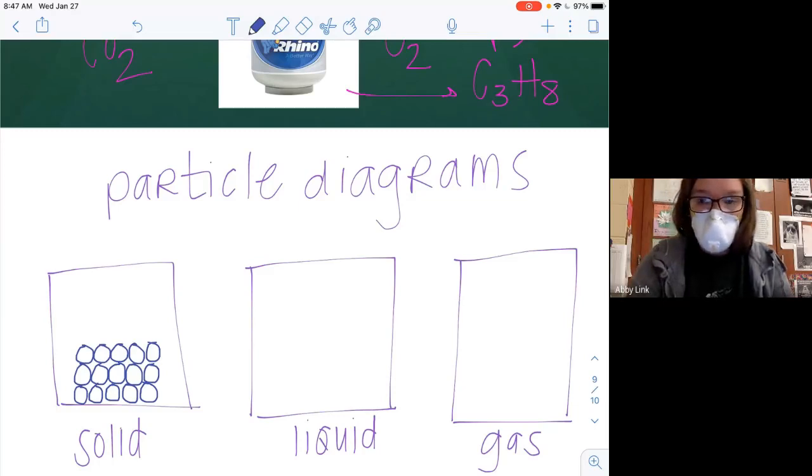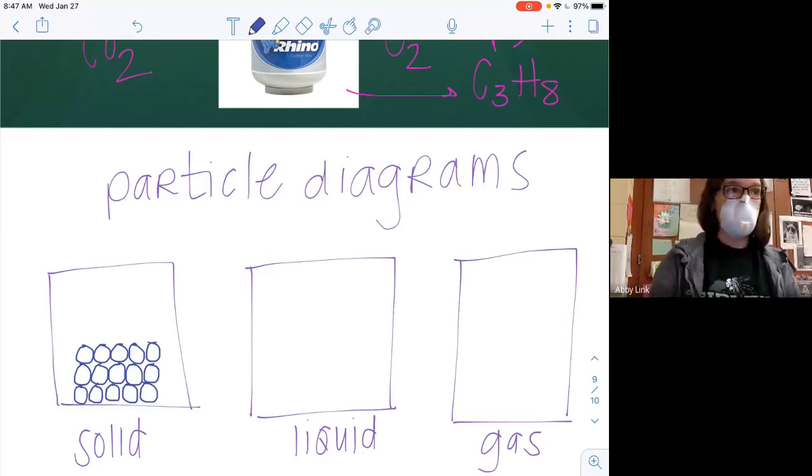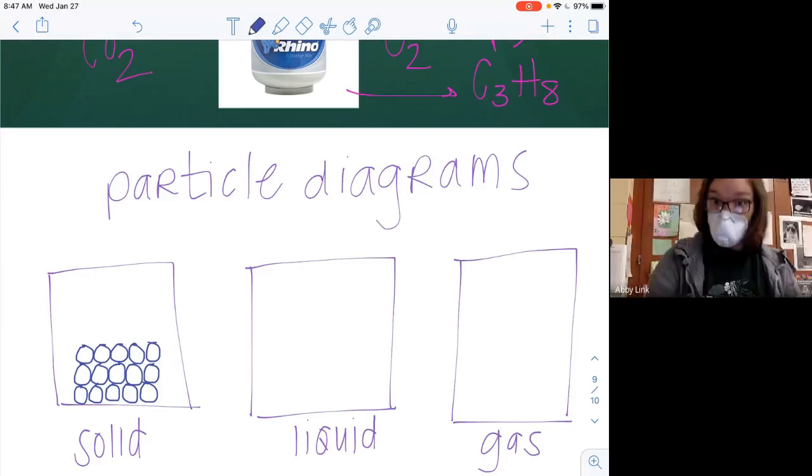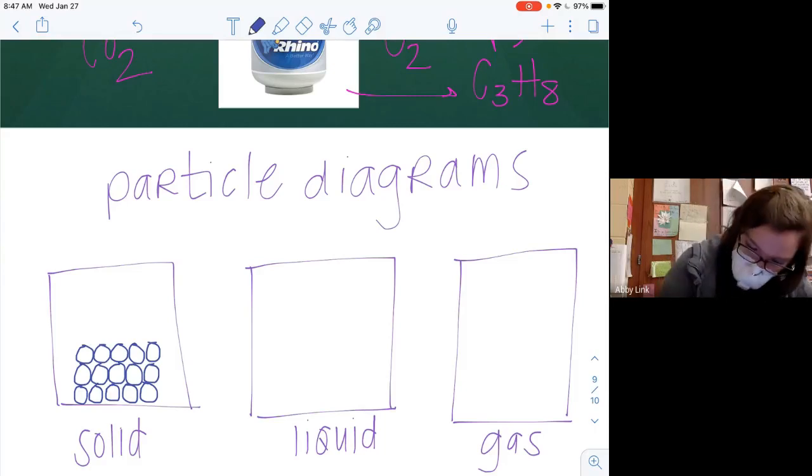All right, cool. What about a liquid? What do we got for a liquid? They were all kind of stuck together, but a little messy at the bottom. Okay, cool. So maybe still touching each other, but messier at the bottom than the solid. Anybody want to add anything else to that?